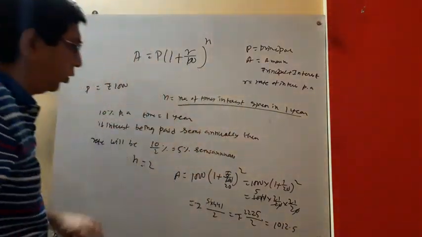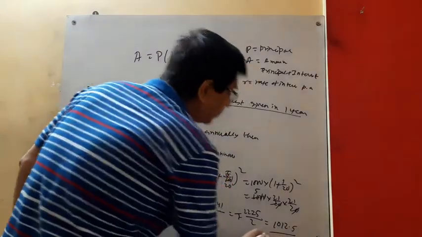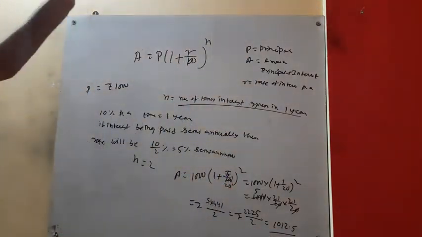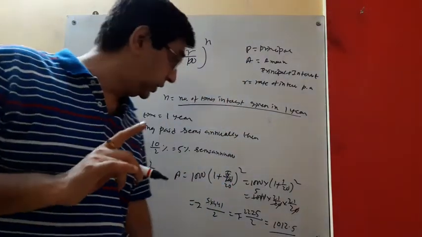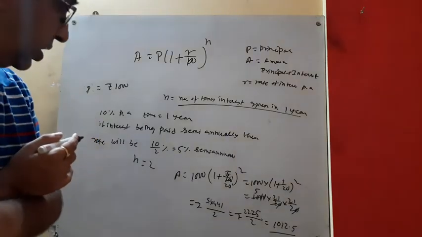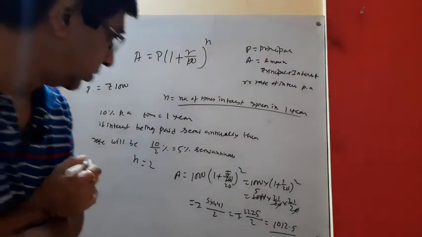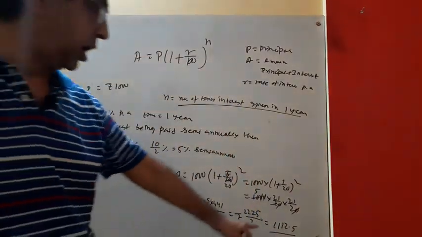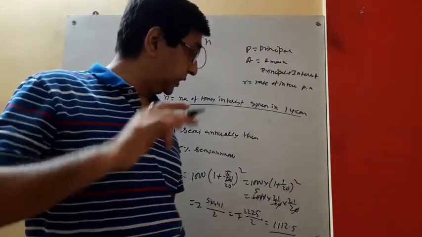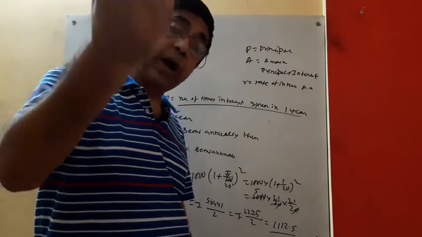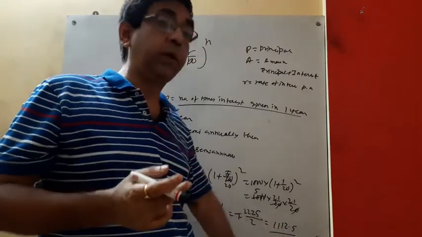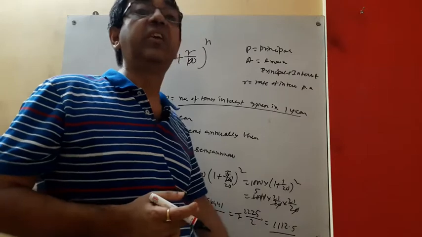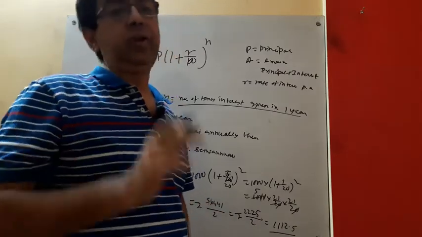Look, the amount is more. In the first case, simple interest, the amount was 1100, but here it is 1112.5. So the amount is increased due to compound interest.